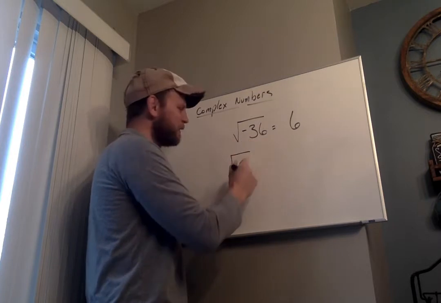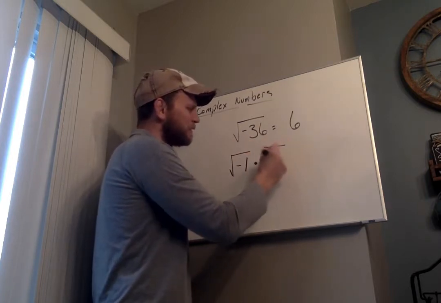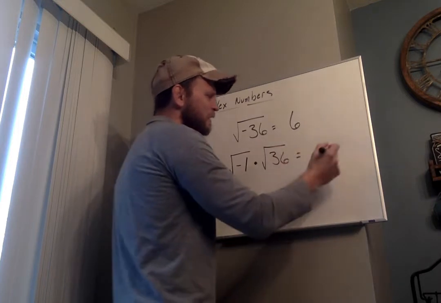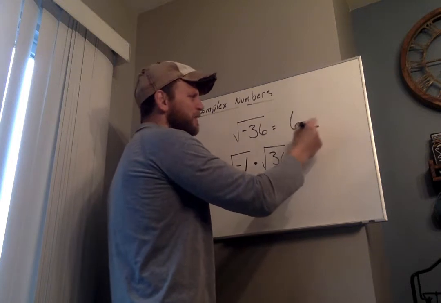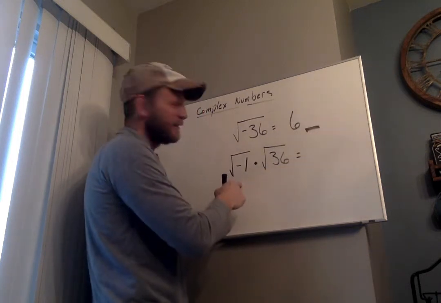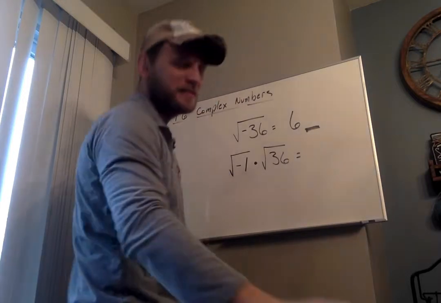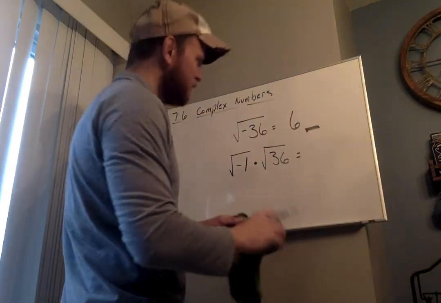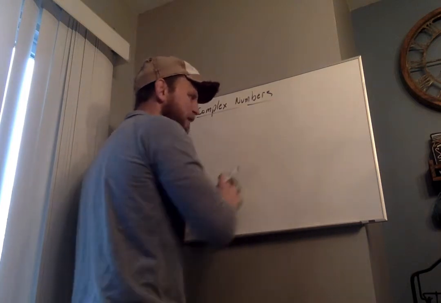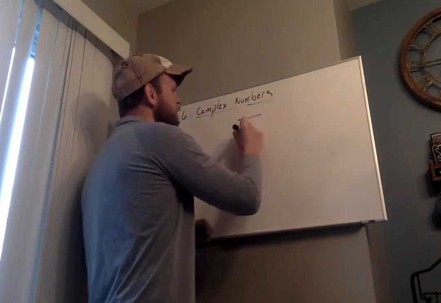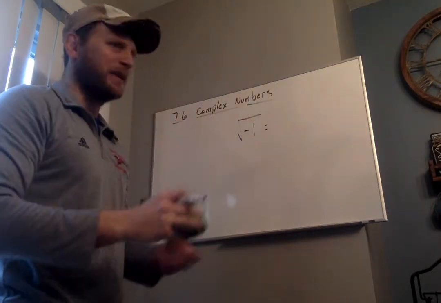the square root of negative 36 can be written as negative 1 times the square root of 36. So that's where the 6 comes from, but there's another piece that's missing, and that's the square root of negative 1. So let's stop here and let's talk about this, okay? So the square root of negative 1, this is what makes numbers complex, all right?